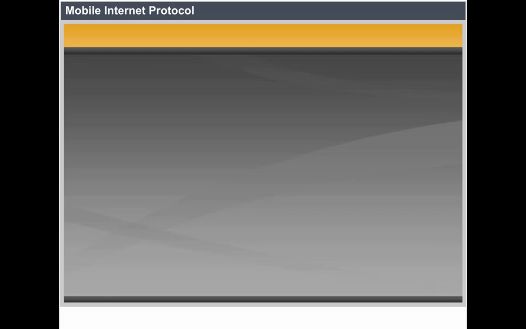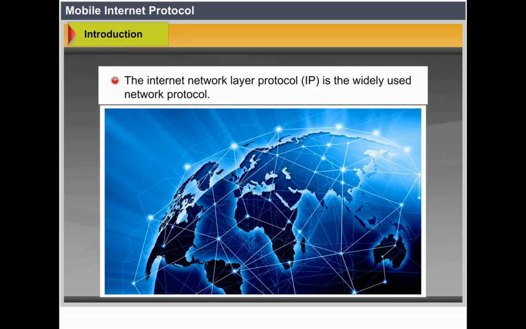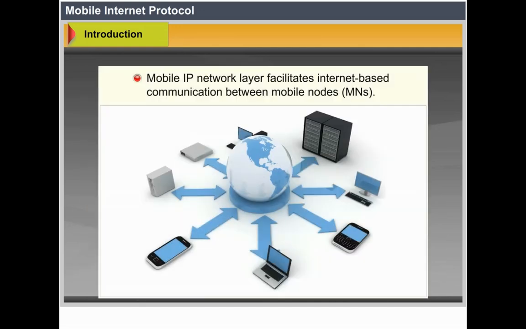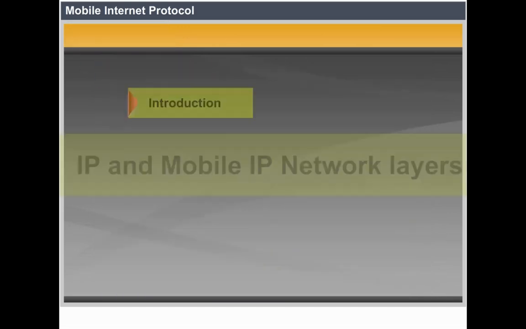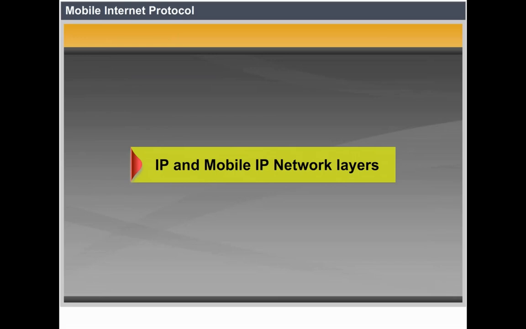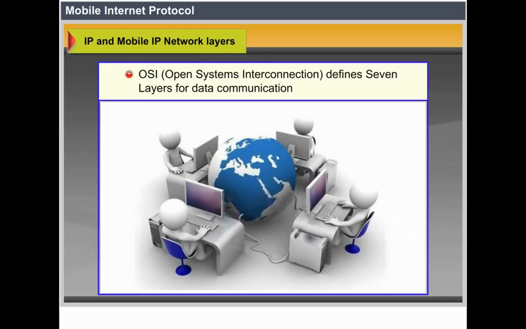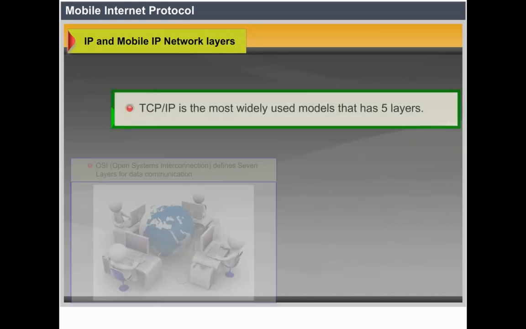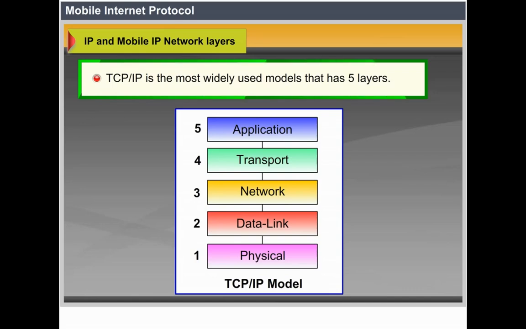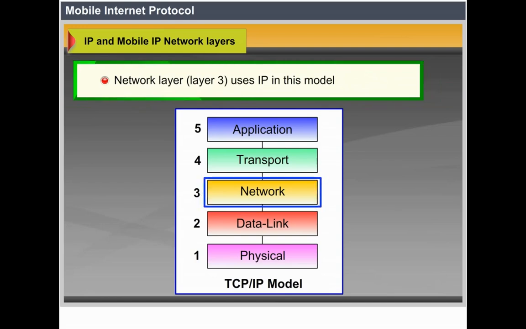Mobile Internet Protocol. Introduction. The Internet network layer protocol IP is the widely used network protocol today. The Mobile IP network layer facilitates internet-based communication between mobile nodes, MNs. IP and Mobile IP network layers. OSI, Open Systems Interconnection, defines 7 layers for data communication. TCP/IP is the most widely used model, having 5 layers. The network layer, layer 3, uses IP in this model.